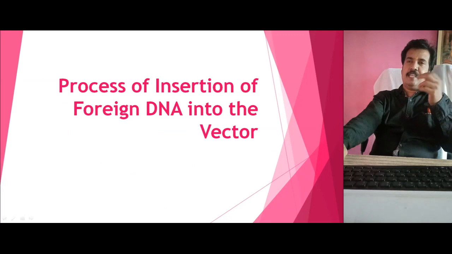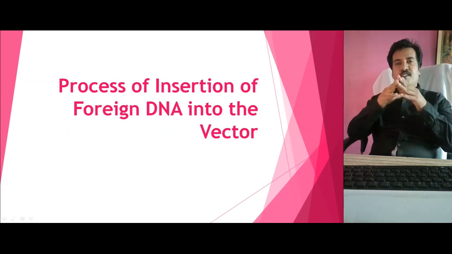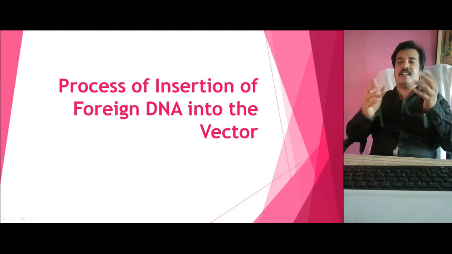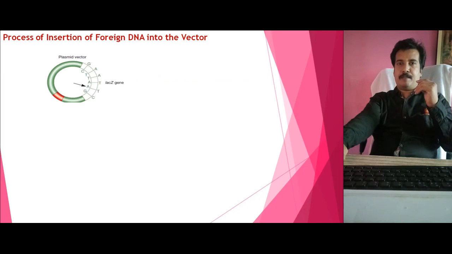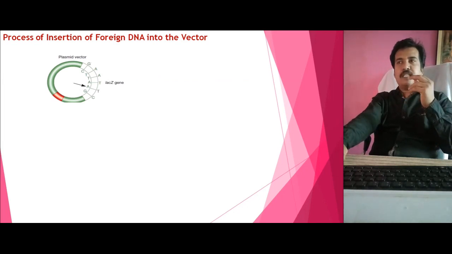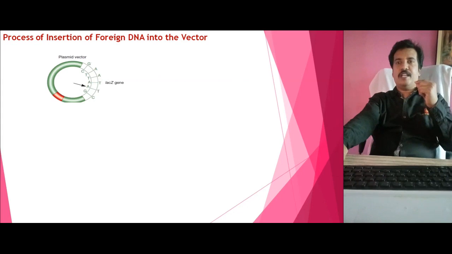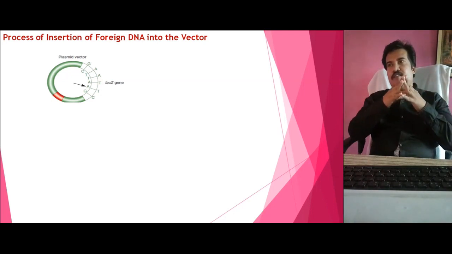Next, let us see how the process of insertion of the foreign DNA into a vector happens, and how we can identify the cloned vector from the wild vector or a host organism which doesn't carry any vector. For example, you can see the process of insertion of the foreign DNA into a vector. I have taken the same example, the pUC19 vector, which is a plasmid vector. In the LacZ gene, it carries the multiple cloning sites. The multiple cloning sites can be cut with one of the restriction enzymes. For example, I have cut with an enzyme called EcoRI.